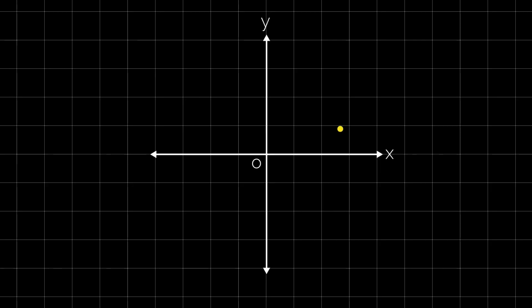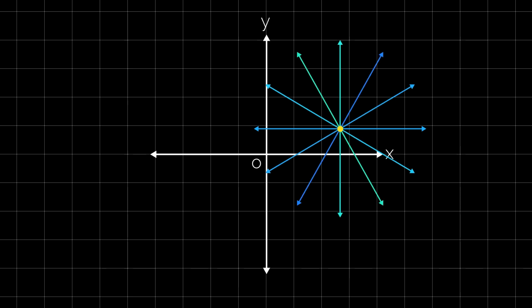What if we have a point and we want to draw a line? Then how can we do that? Answer is, we can't do that, because there are infinite lines which are passing through that point. Now what if we have 2 points?